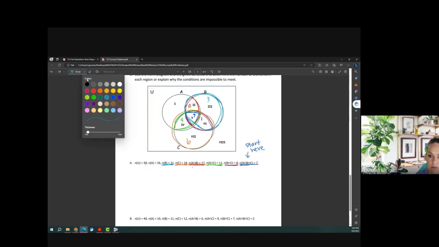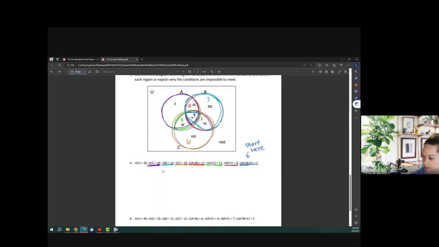All right, we're almost done. Let me do purple. A has 26 elements. Our set A is this circle. We have regions 1, 2, 4, and 5. We need them all to total to 26. 10 plus 7 is 17, plus 4 is 21. We need 5 more elements to get to 26.